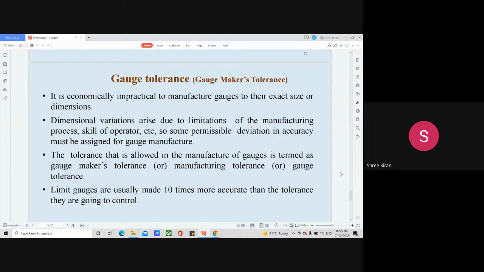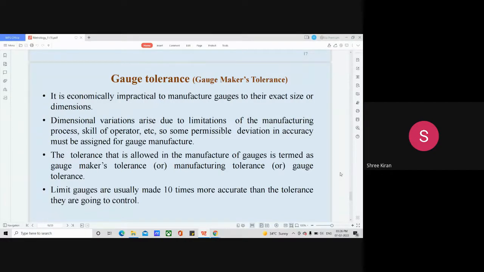Mainly, the dimensional variations arise due to the limitations of the manufacturing process, the skill of the operator, etc. So some permissible deviation, or accuracy, must be assigned for the gauge manufacturers. In the case of gauge maker's tolerances, these are the major factors.